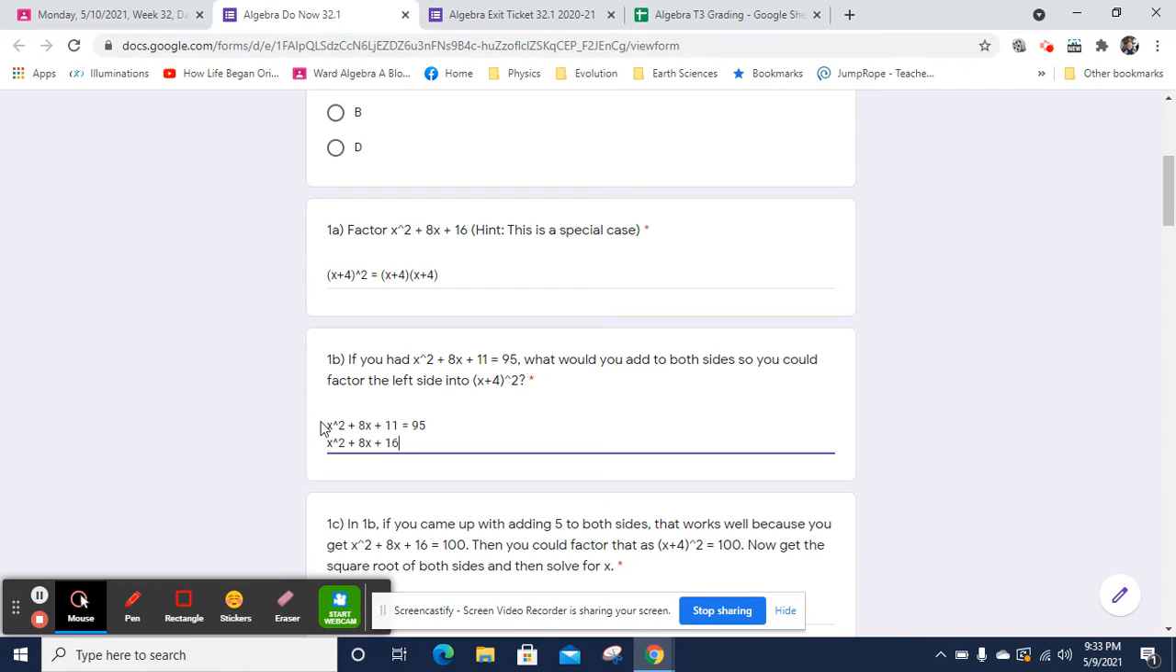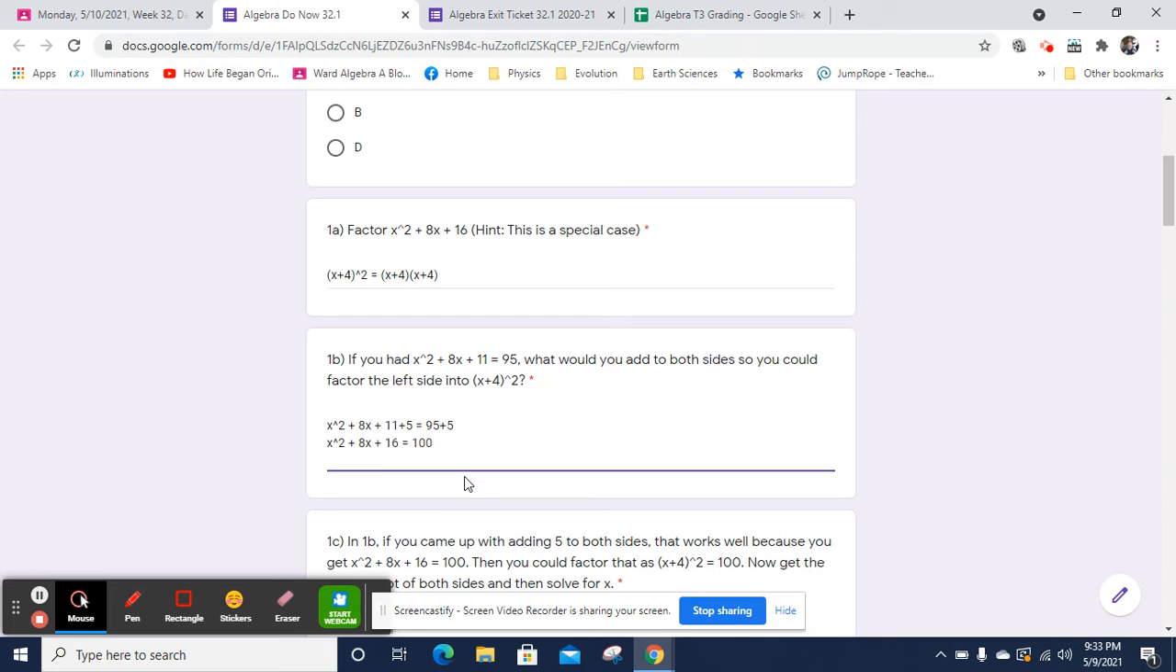Well, all I have to change is the 11, and the way I change the 11 into a 16 is I add 5. And then I also have to add 5 to 95. That ends up with x squared plus 8x plus 16 equals 95 plus 5 is 100. Ooh, that's neat. That's a perfect square. So I end up with something that factors into x plus 4 squared equals something that is a perfect square.